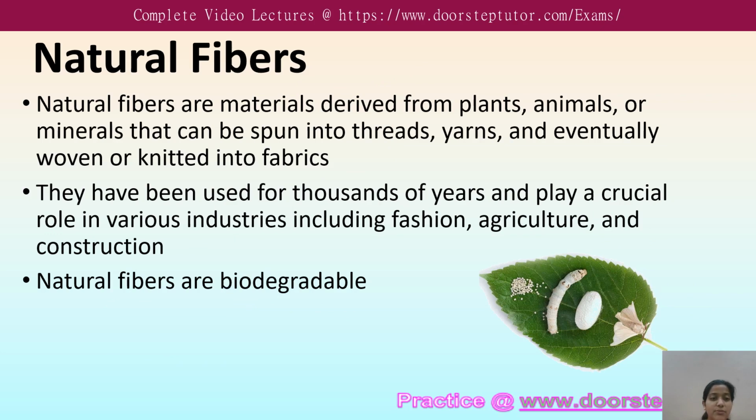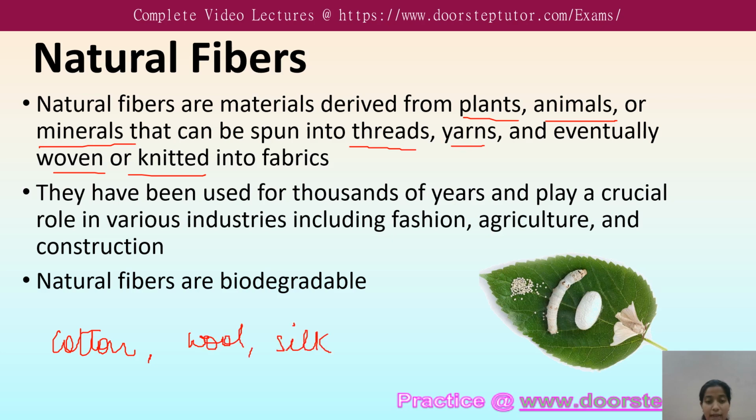Now, the first type of fibers are natural fibers. When we talk about natural fibers, like we just discussed, they are either derived from plants or from animals or from minerals, right? And they can be spun into threads, yarns, and eventually they can be woven or knitted, right? Examples of natural fibers include cotton, wool, silk. So these are some examples of natural fibers.